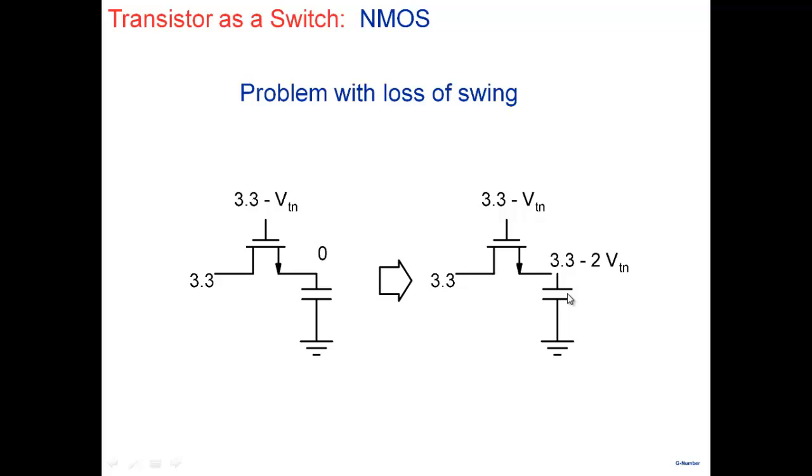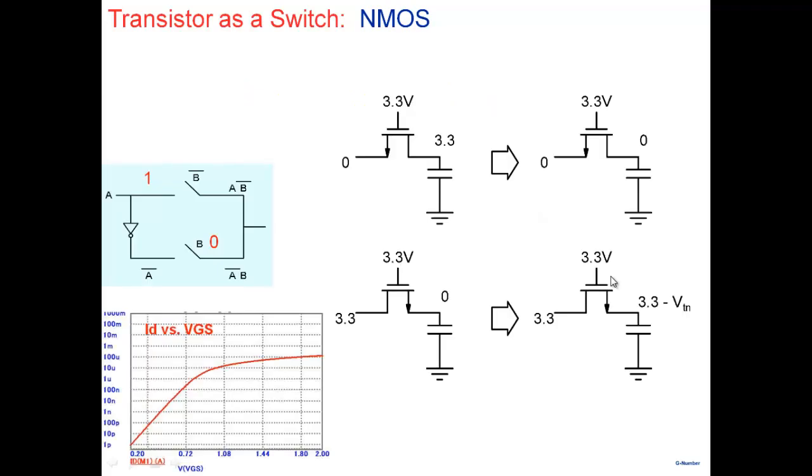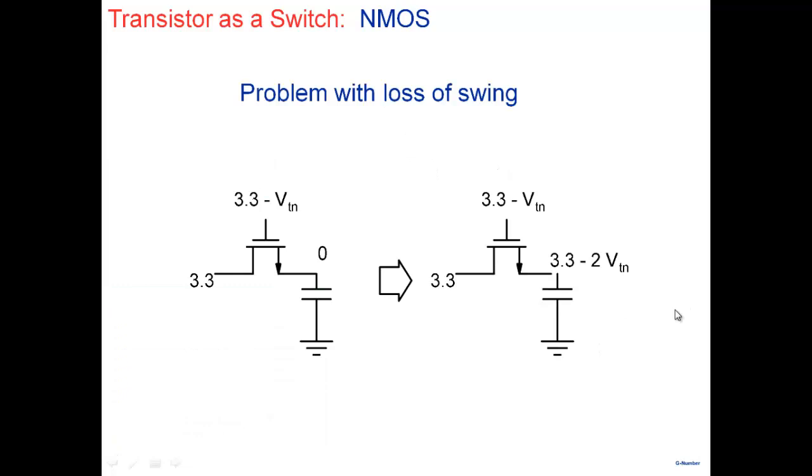Right? So now it will charge up to only 3.3 minus 2 VTN. So the problem gets compounded. Okay? So that's what we're saying. So if you want to avoid this, then after this, it charges only to 3.3 minus VTN. You may have to put something after that to restore the value back to 3.3. Otherwise, the problem gets compounded.